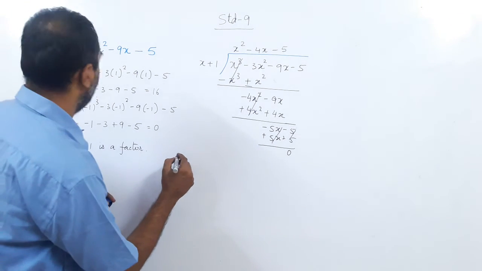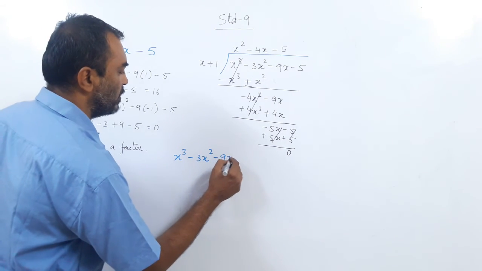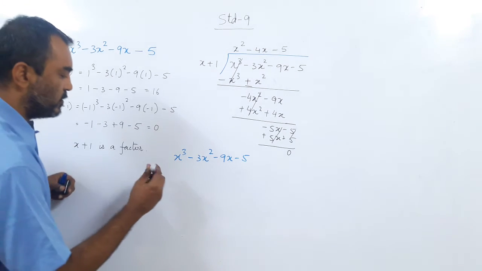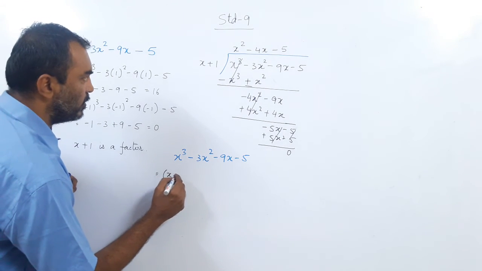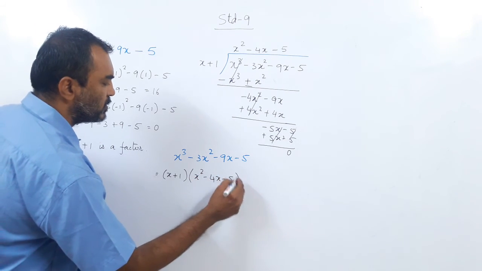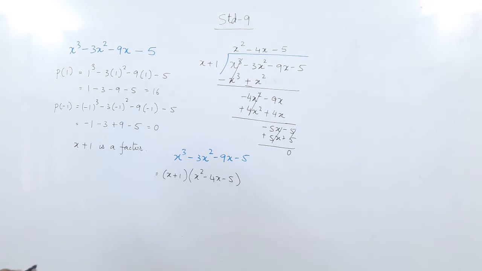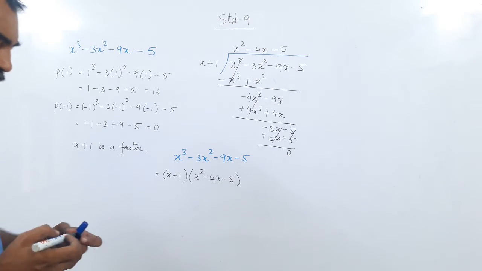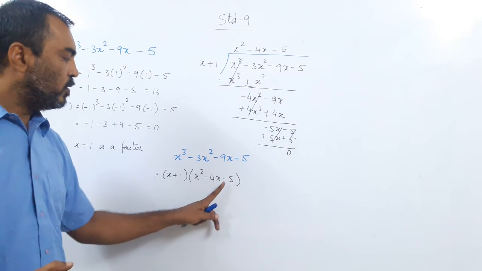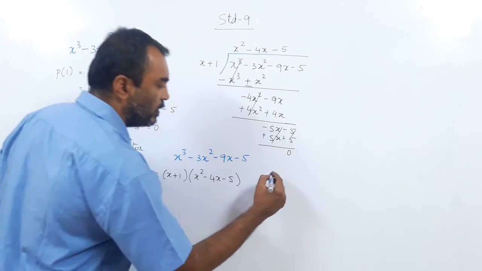So now what will I write? Dividend x cube minus 3x square minus 9x minus 5. This can be written as divisor into quotient plus remainder, but remainder is 0, so forget it. Now, the quadratic polynomial, splitting the middle term. This time we will do it directly. Two numbers whose sum is minus 4 and multiplication is minus 5. I will show you how to do it directly.